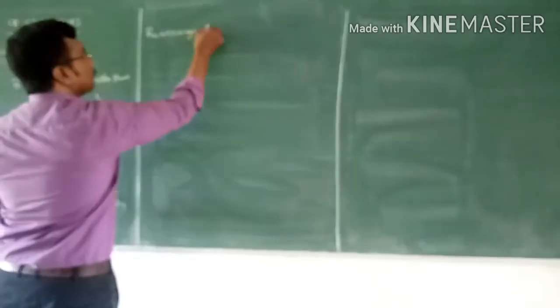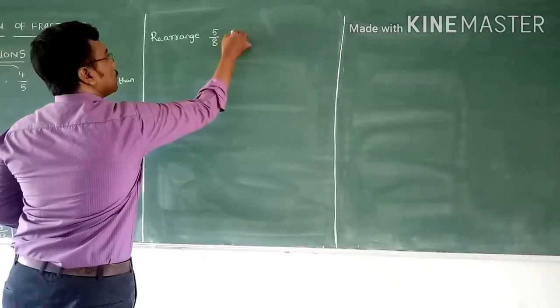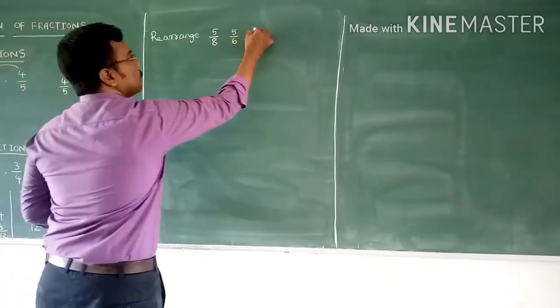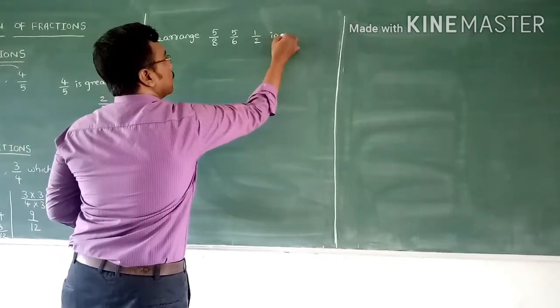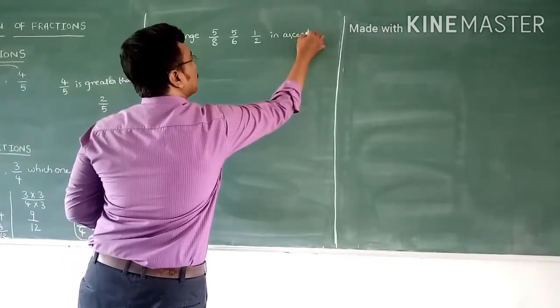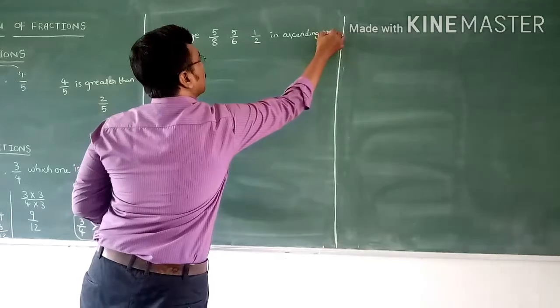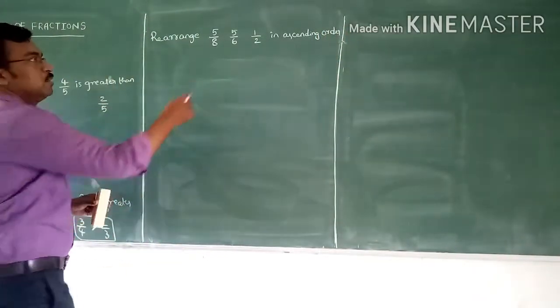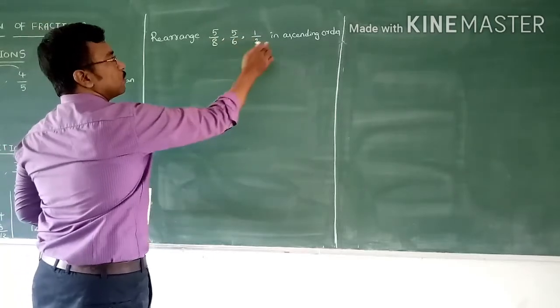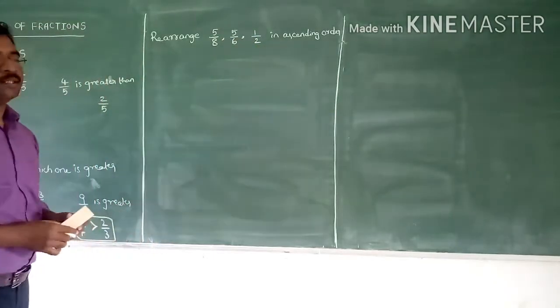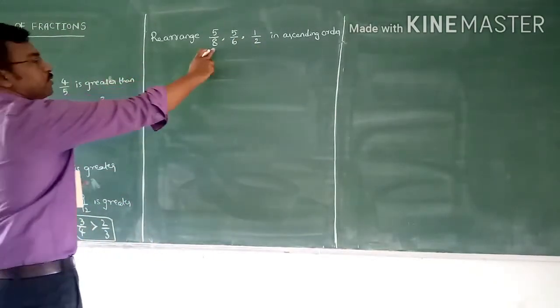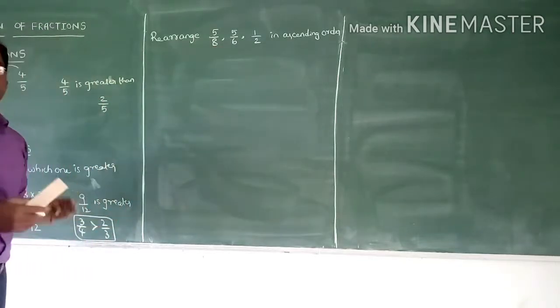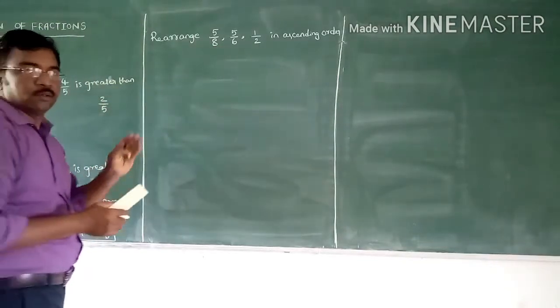Rearrange 5/8, 5/6, 1/2 in ascending order. We have to rearrange this 5/8, 5/6, 1 by 2 in ascending order. So here three fractions are there. So we have to arrange in ascending order, small to big.